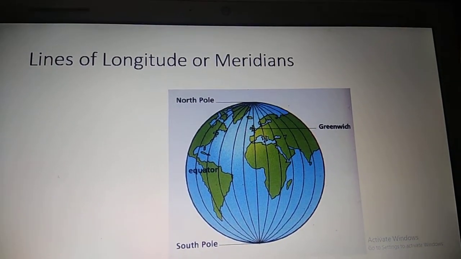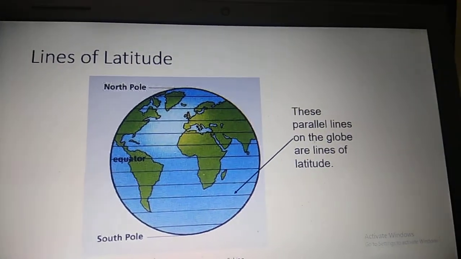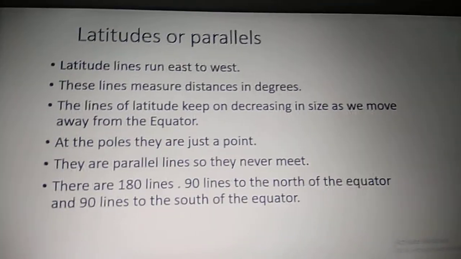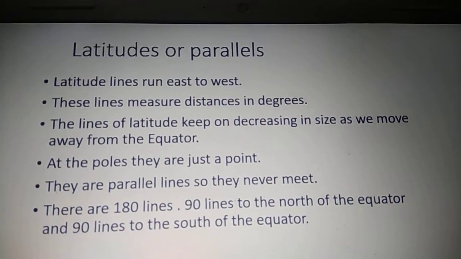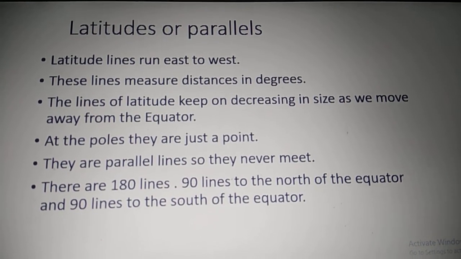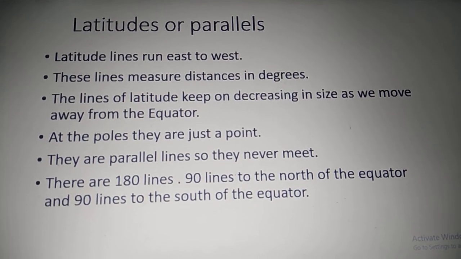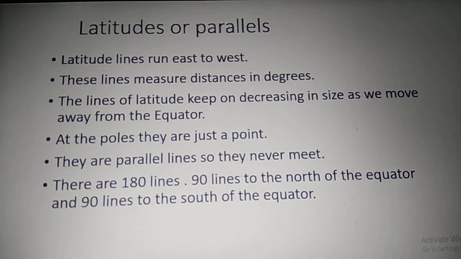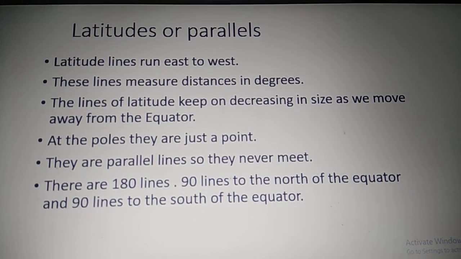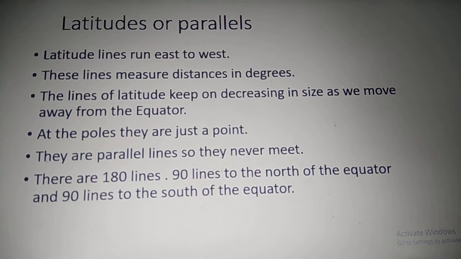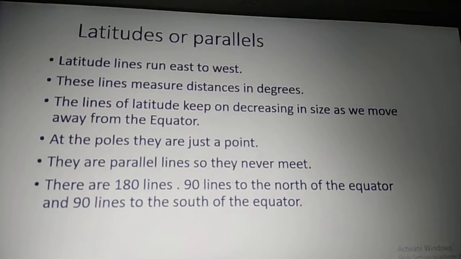Okay, so now let us understand what are latitudes. They are the lines which run east to west, and these lines measure distances in degrees, and they keep decreasing in size as we move away from the equator, and at the poles they're just a point. They're parallel lines, so they never meet. And in total there are 180 lines, 90 in the north of the equator and 90 lines in the south of the equator.